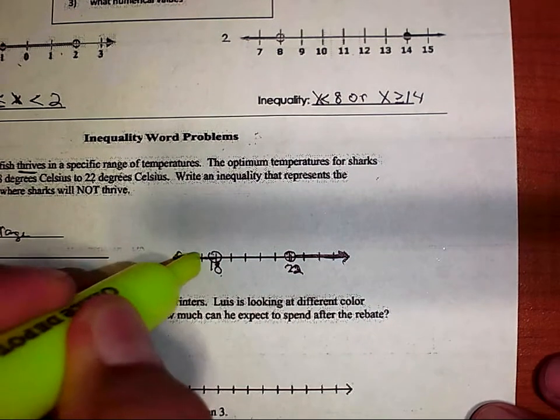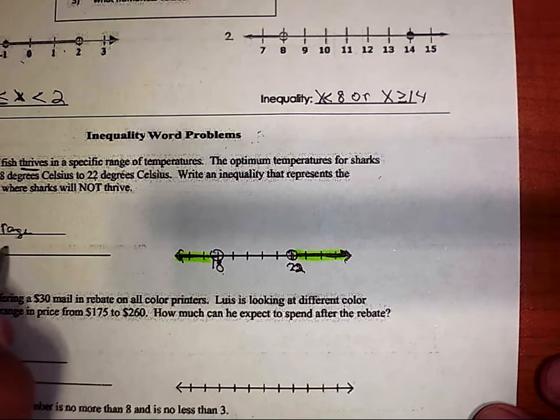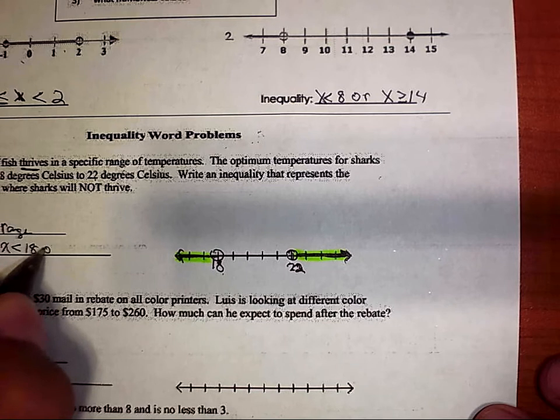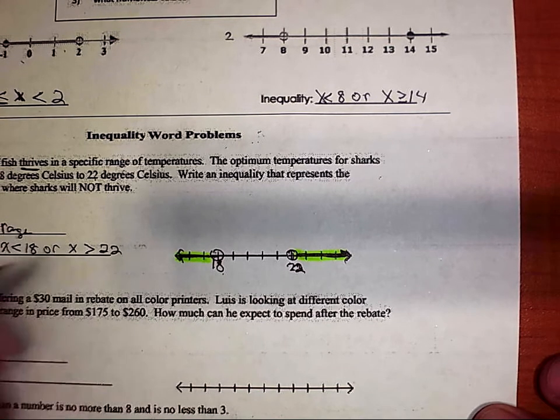Now, how would you write that? How would you write that? I did the graph first so you guys can see it. Well, you would say x has to be less than 18, or x has to be greater than 22, and that's where they will not thrive.